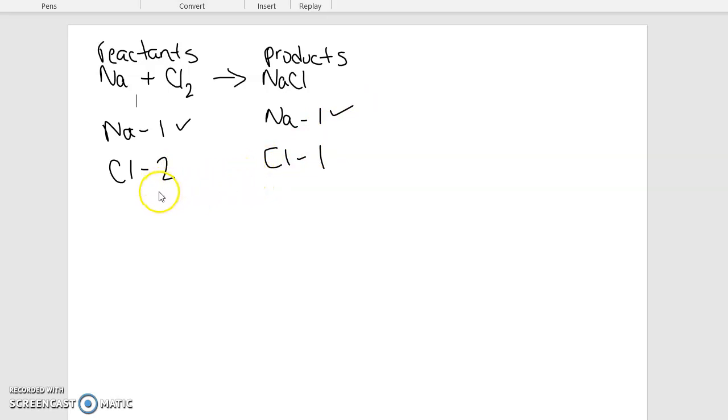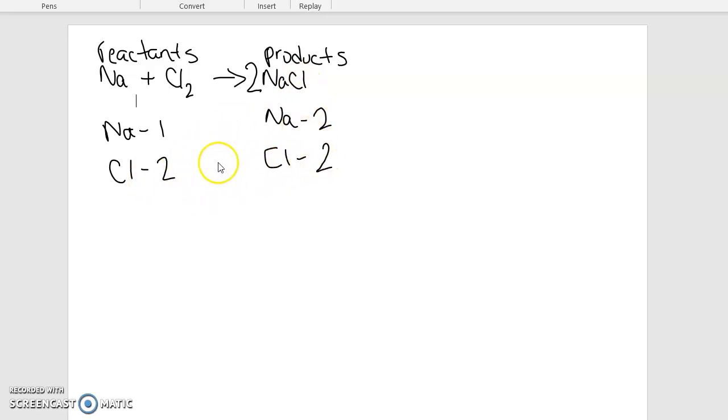Okay, so how we do that is we add coefficients. Coefficients are big numbers that we put in front of the letters, like in math, a coefficient. Okay, so we're going to put a 2 right here because we cannot put a 2 right here in the middle of a compound. It has to go in front of the entire thing. Okay, and by doing that, now we have to do our math again. So now we have 2 sodiums and 2 chlorines because I did 2 times 1 for sodium and 2 times 1 for chlorine, so there's 2.